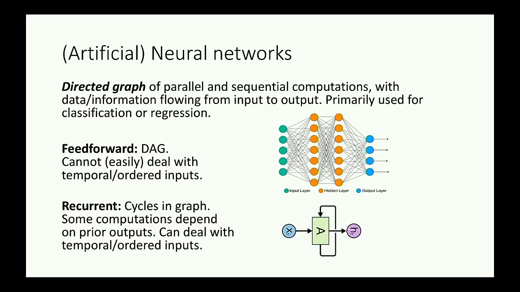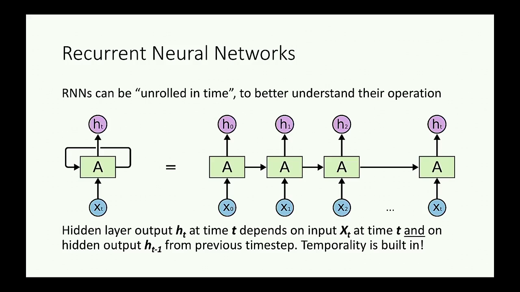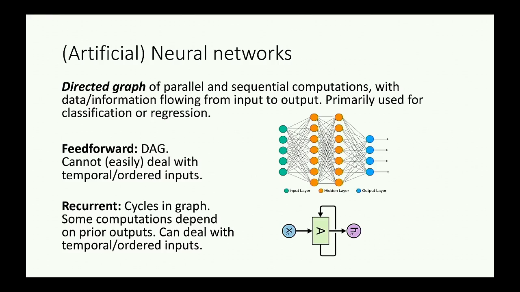A feed-forward neural net is a DAG. Without doing some hinky stuff with your inputs, it's hard to deal with temporal or ordered sequential kind of data. A recurrent neural network has cycles. Some computations depend on prior outputs. They are basically made to, or can easily, deal with temporal or ordered inputs. Neat. There's a bunch of things that were proved about them 20 years ago now that are really interesting. They're computationally universal, like most neural nets, blah, blah, blah. Who cares? A recurrent neural network, I had it on its side here so that the direction of input to output matched in both pictures.